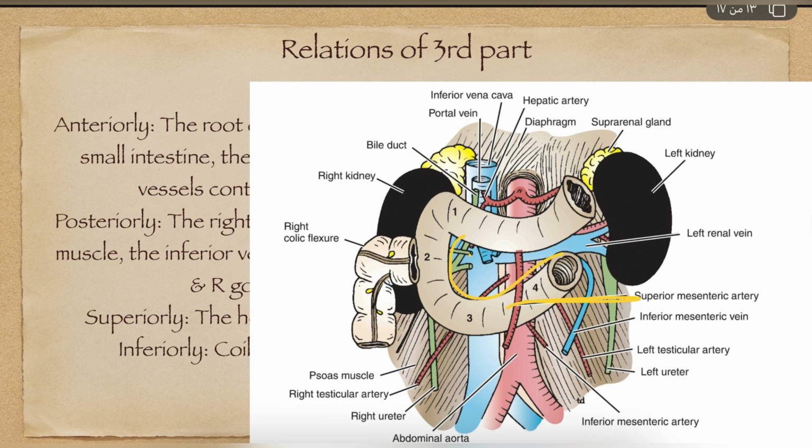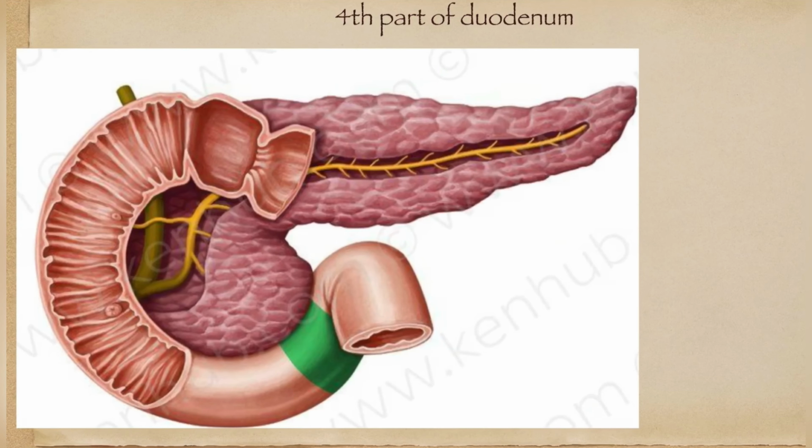Superiorly, we can see the head of the pancreas running superior to the third part of the duodenum. Inferiorly, you can see coils of small intestine.